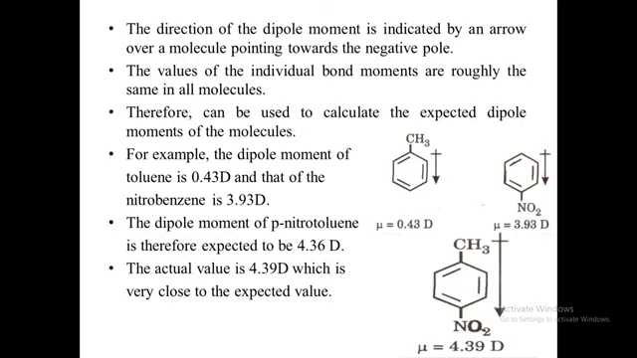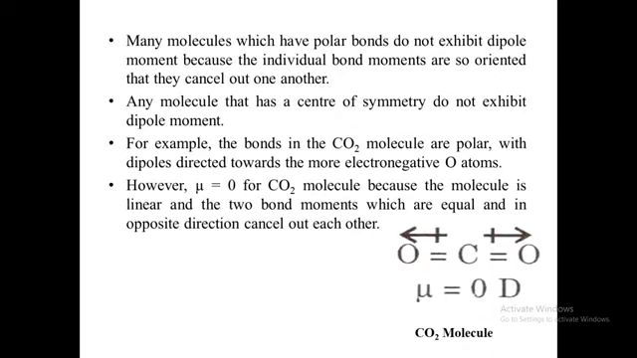The next point: many molecules that have polar bonds do not exhibit a dipole moment, because their individual bond moments are oriented so that they cancel the effect of each other. You can see the example of carbon dioxide. If you take one bond of carbon with oxygen, it is a polar bond because oxygen is more electronegative. On the other side, oxygen is also electronegative, but they are equal in force and attract in opposite directions. That's why these vector values cancel out the effect of each other, and the overall dipole moment of the carbon dioxide molecule is observed as 0.